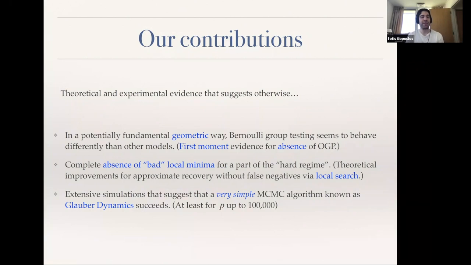Okay. After we realized that, the first thing we did, we said, okay, maybe we can try to test it experimentally, right? And this is the third contribution. And we really saw with our eyes that the very, very simple MC algorithm really dominates this problem. And this algorithm is known as Glauber dynamics. We were trying to prove ourselves wrong, but really even the simulation showed that at least for P up to 100,000, there's a very, very simple algorithm. We really did not try at all, but that really solves the problem.